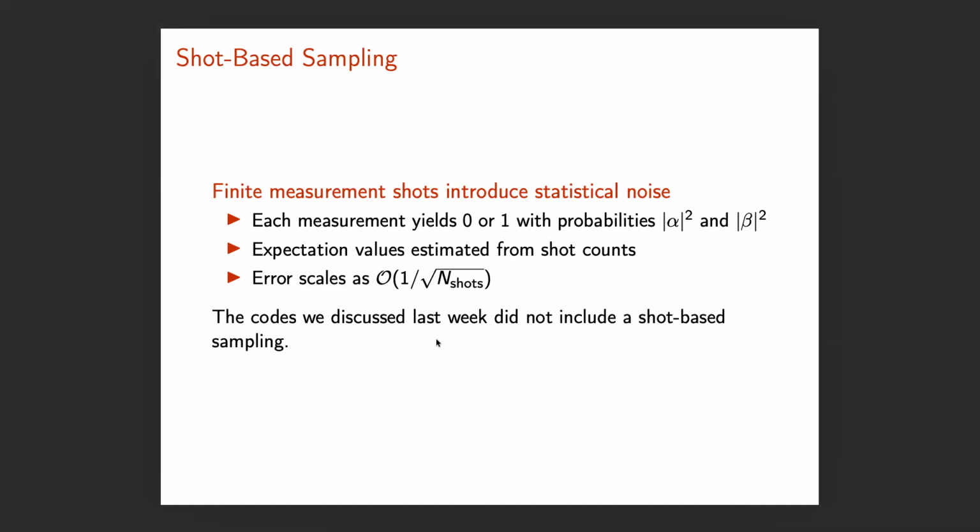So the codes which we discussed last week, just to remind you, did not include shot-based sampling. We simply evaluated the expectation value, and then we optimized that using an optimization algorithm, a quasi-Newton method called COBYLA. That's one of the possible algorithms for doing that. We then obtained the derivatives, did the optimization, and found the optimal angles.